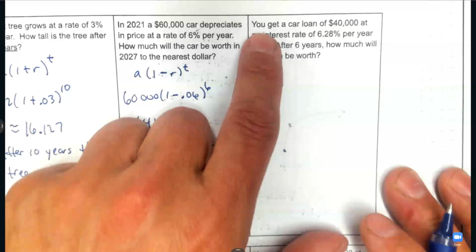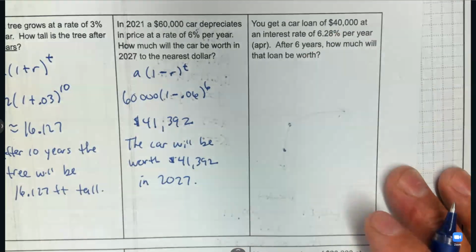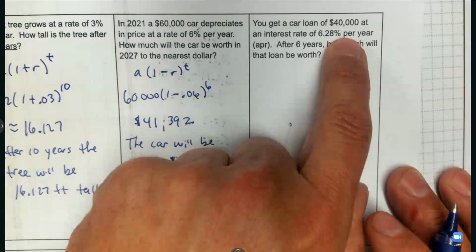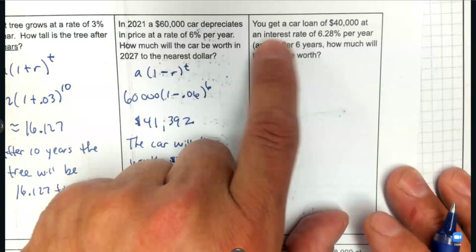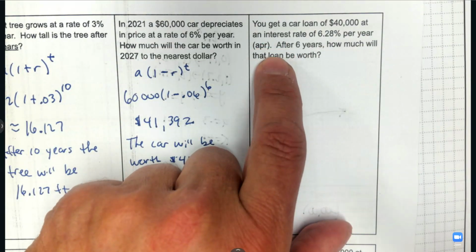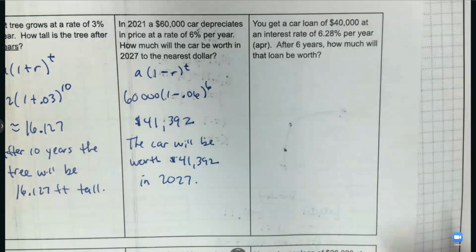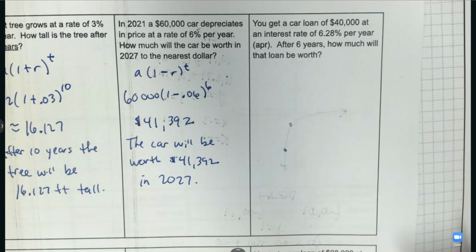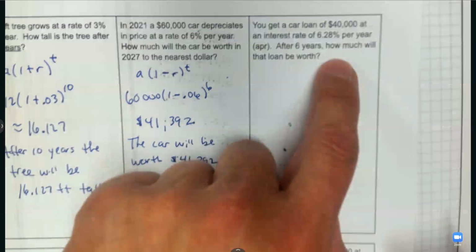All right, let's go. You get a car loan of $40,000 at an interest rate of 6.28% per year. APR means annual percentage rate, so every year it's being counted. It's not a compound interest question, or it's compounding once a year. After 6 years, how much will that loan be worth?